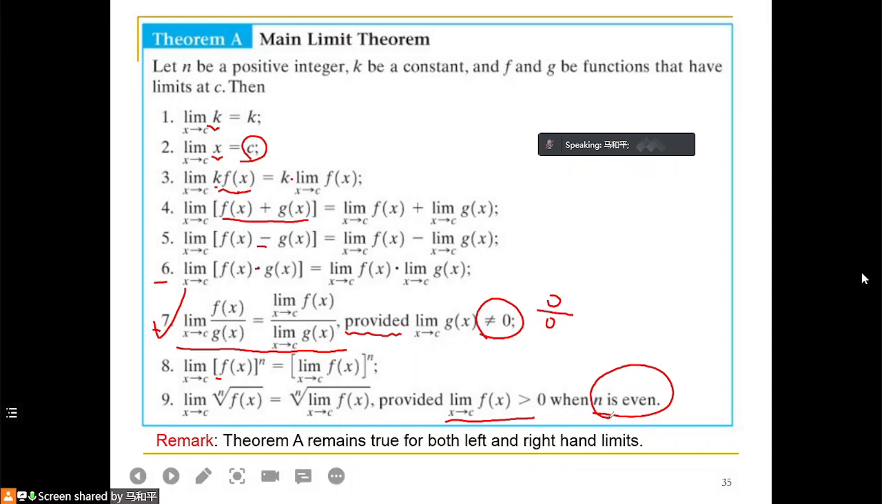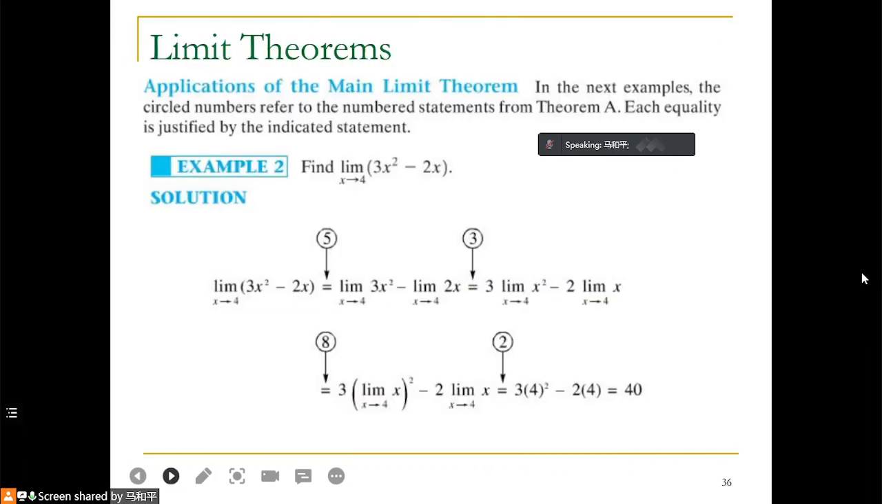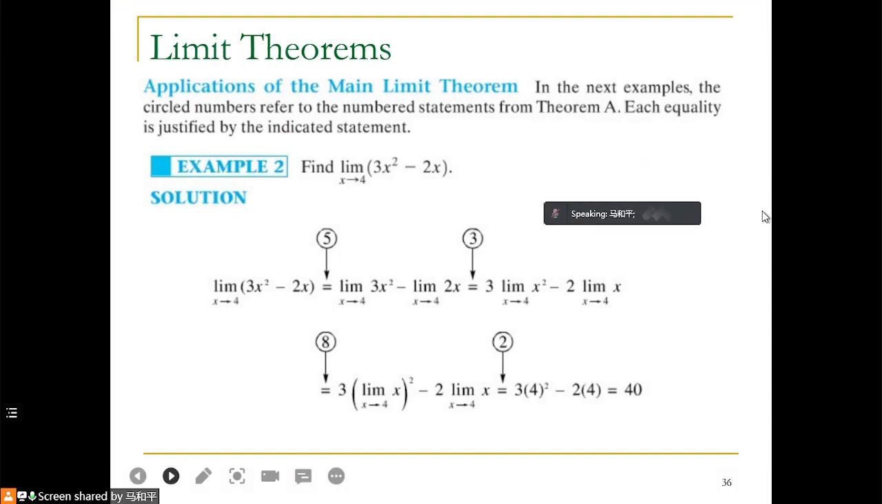Okay. Theorem A remains true for both left and right hand limits. There's the one-sided limit, right? We write x approaches c from the right, or from the left. They all succeed. And we will have the applications of the main limit theorem. In the next examples, the circled numbers refer to the numbered statements from theorem A. Each equality is justified by the indicated statement.